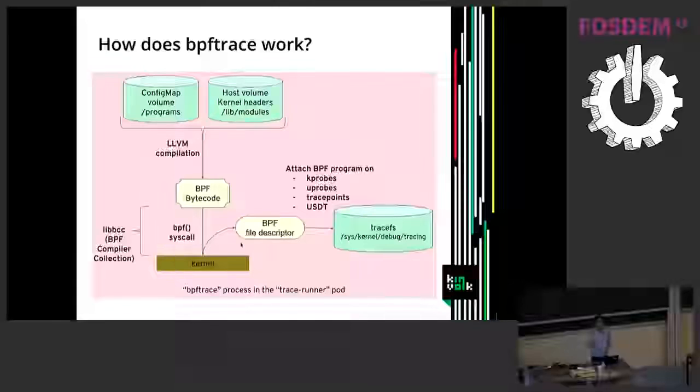With the BPF system call, we get a file descriptor representing the program. And then we attach that program to specific hooks, to specific points with kprobes or uprobes and so on, with a tracefs file system. And a lot of this is done with libbcc.